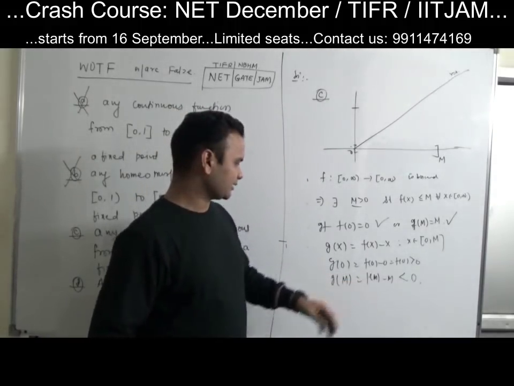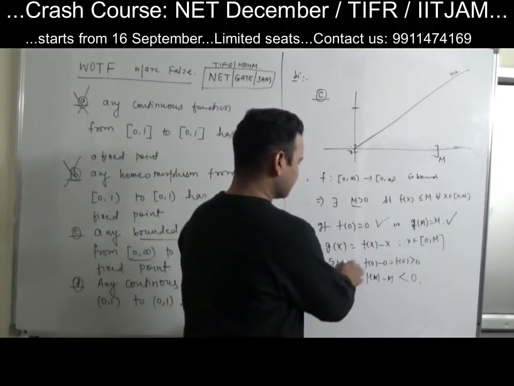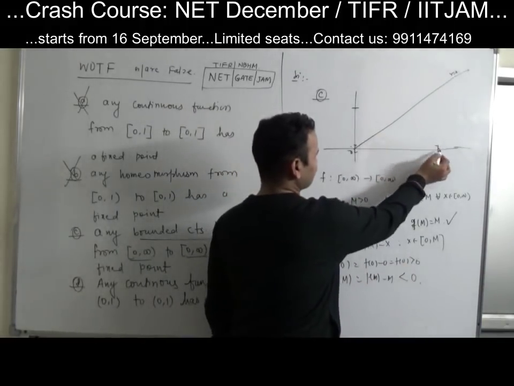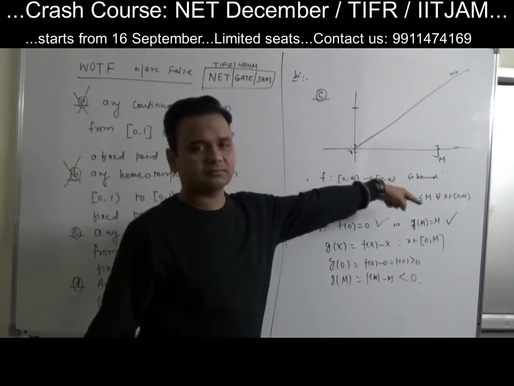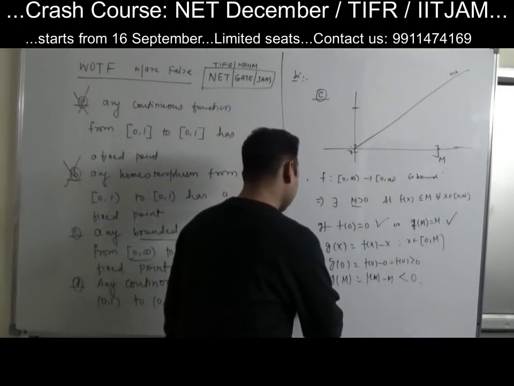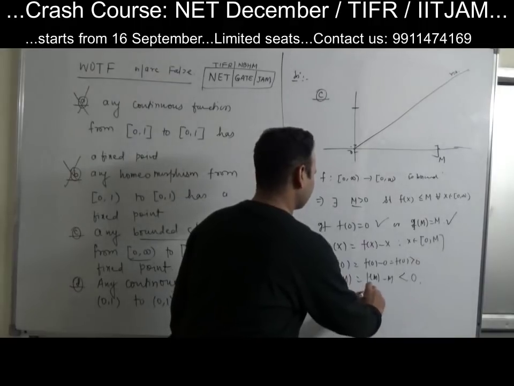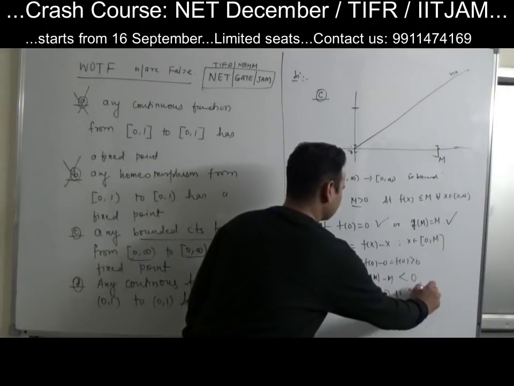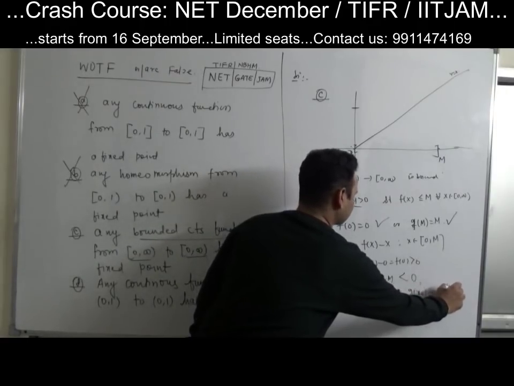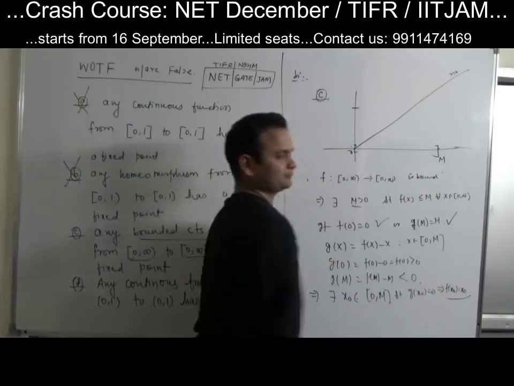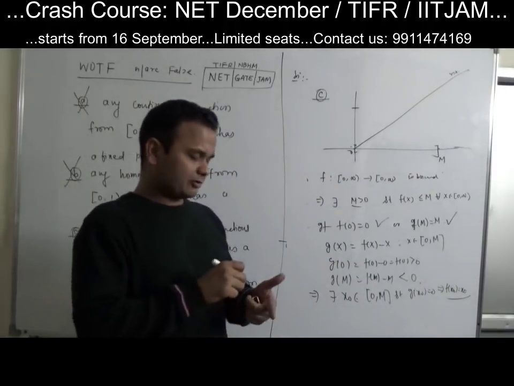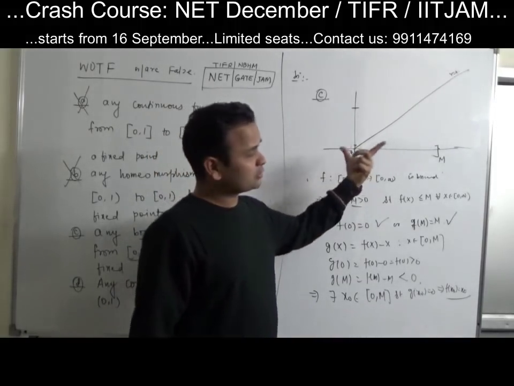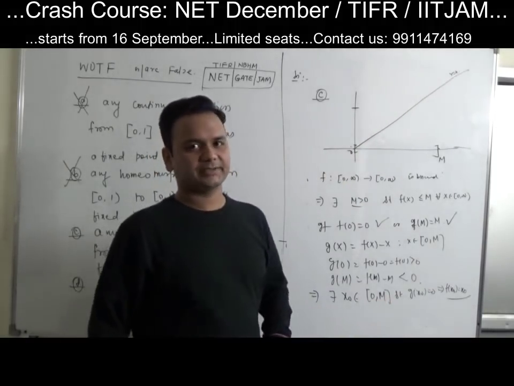Okay? So that means g(0) is positive and g(m) is negative. Here you are getting a positive value, here a negative value, so it will cross your x-axis. That implies there exists x0 belonging to (0, m) such that g(x0) is equal to 0. That means f(x0) is equal to x0. Clear? So every bounded continuous function from [0, infinity) to [0, infinity) has a fixed point.